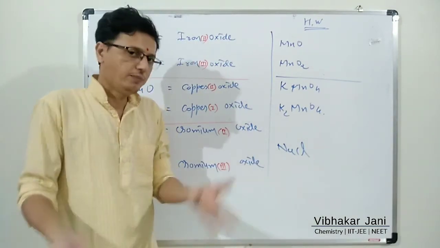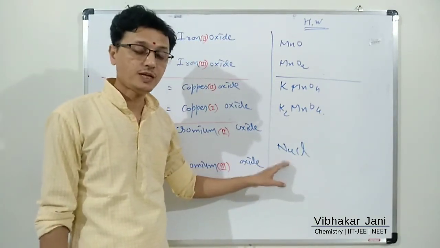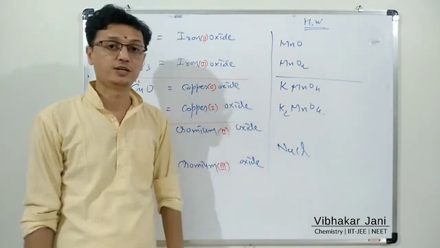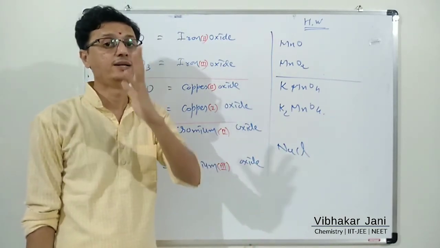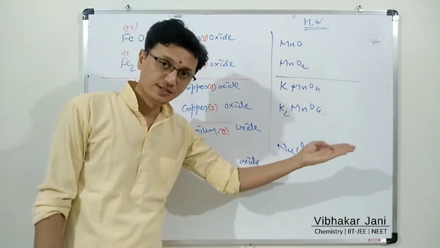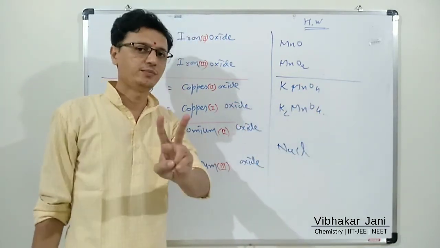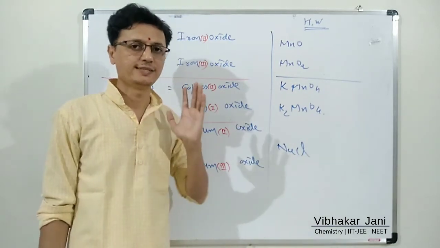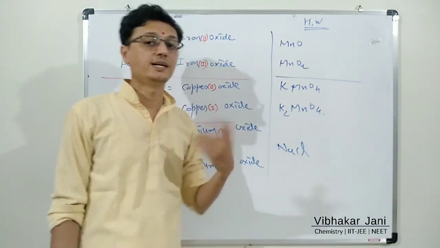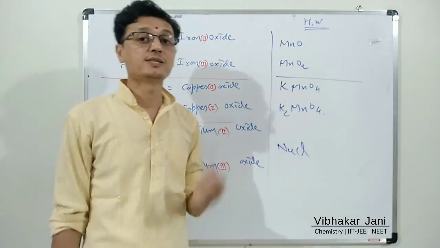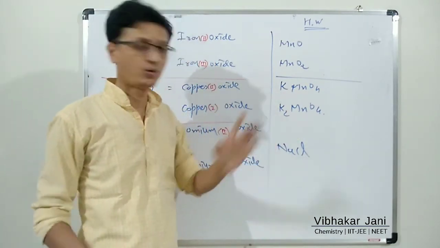Name of the first element will be as it is, sodium. But after writing the name of the second element, you have to attach "ide." So it is chloride. Sodium and chlorine are attached with each other. They are two elements. So the name of the first element will be as it is, but after the second element, we will attach the suffix "ide." So it is sodium chloride.